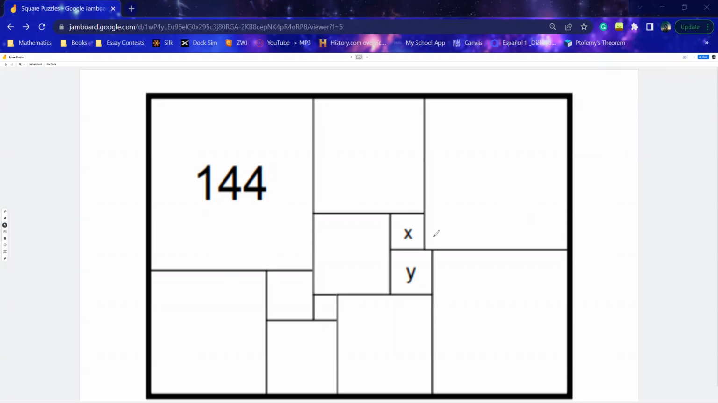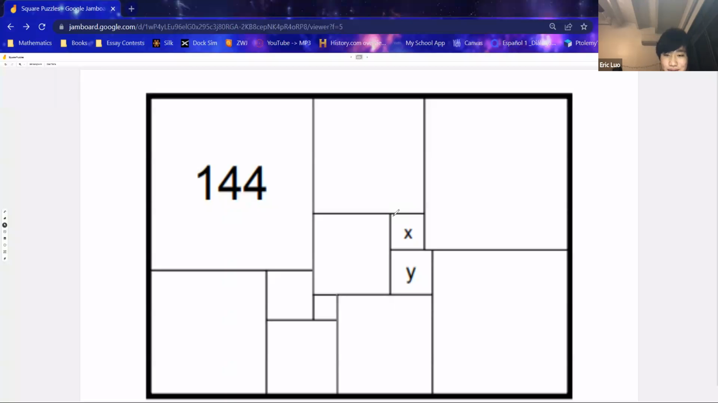So I think as mentioned before, let's just try to find the square that is the simplest. And I think the simplest square is going to be this one.